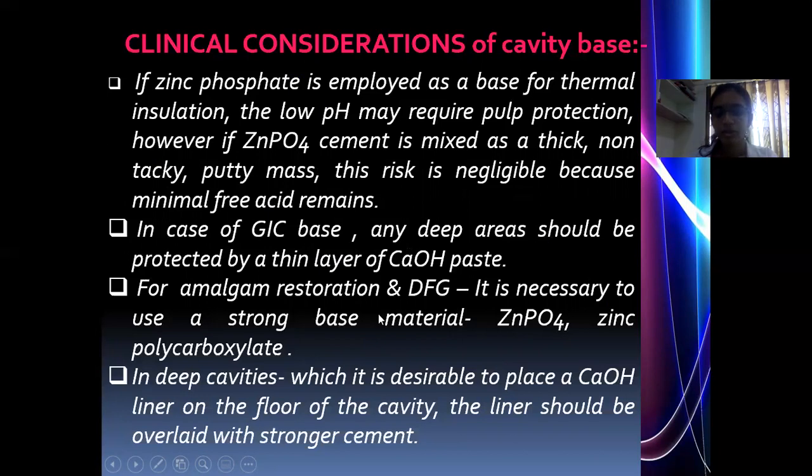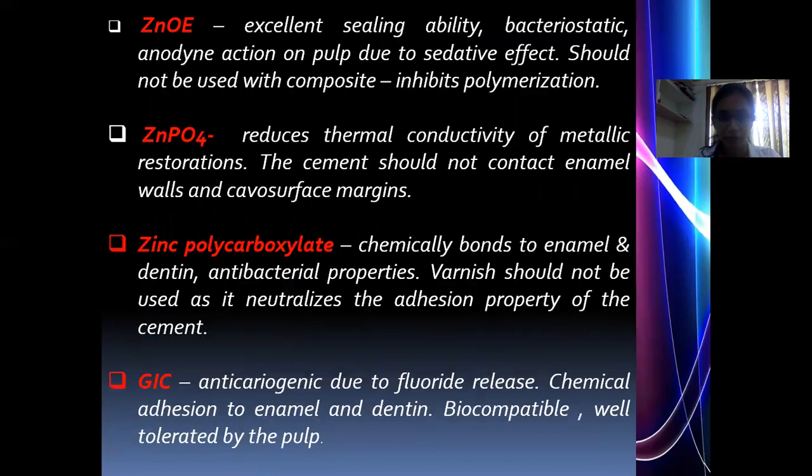For amalgam restoration and direct filling gold, it is necessary to use a strong base material such as zinc phosphate and zinc polycarboxylate. In deep cavities, it is desirable to place a calcium hydroxide liner on the deepest portion of the cavity, and this liner is overlaid by a stronger cement. Zinc oxide eugenol has an excellent sealing ability, is bacteriostatic, and has an anodyne action on the pulp due to its sedative effect. It should not be used with composite because it inhibits polymerization of the composite.